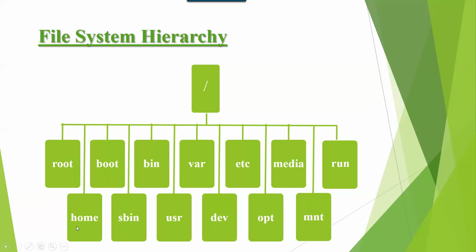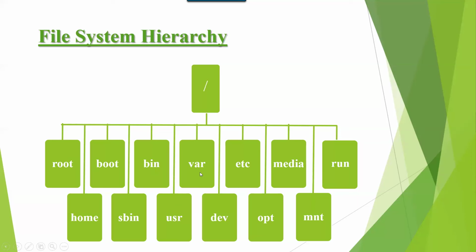SBIN contains super user commands, the commands which can be executed by the super user. Those commands are stored under SBIN. So when you log in as a super user and execute any command, first it will check in SBIN whether the command is there or not. If the command is available, then it will give output. Bin contains normal user commands, the commands which can be executed by a normal user. Those commands are stored under bin. USR contains default applications, applications which come along with the operating system. Those applications are stored under USR.